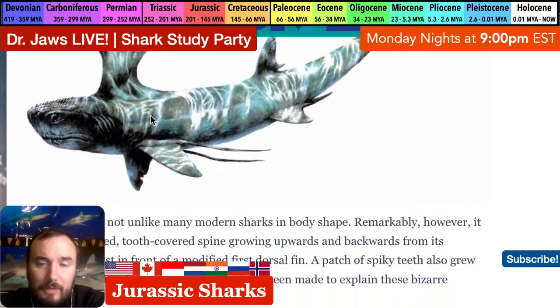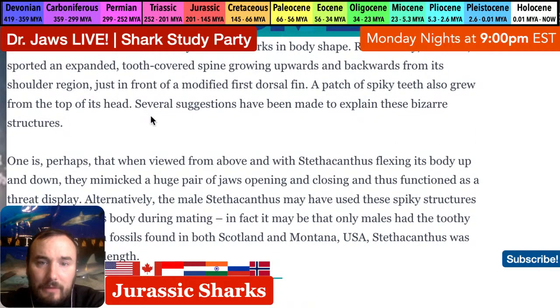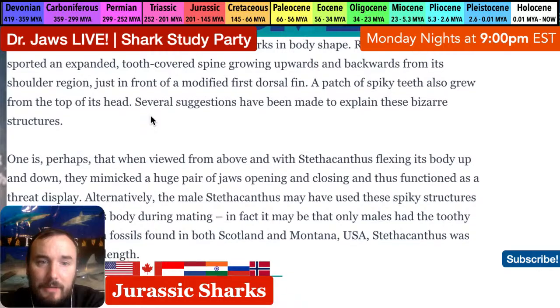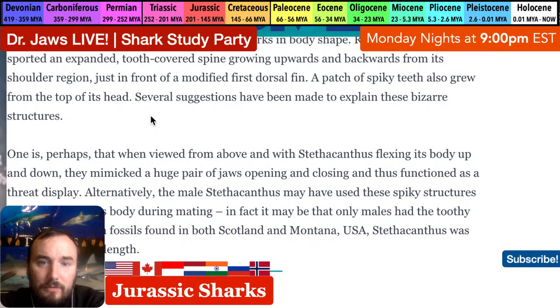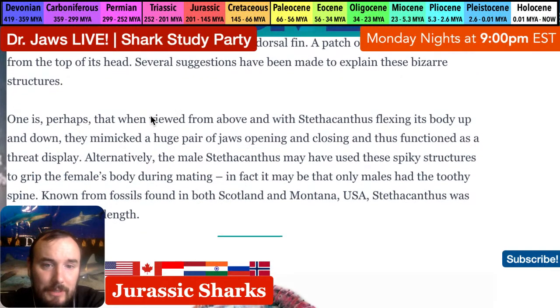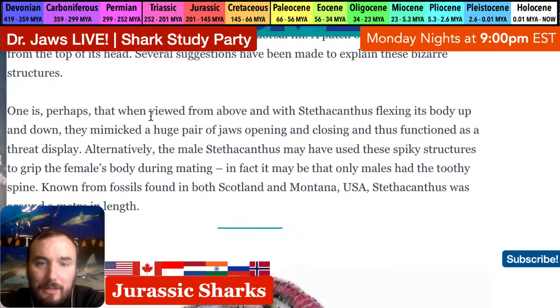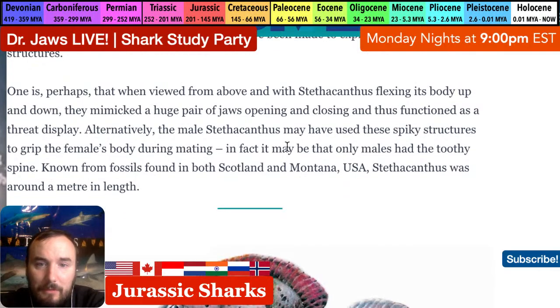Several suggestions have been made to explain these bizarre structures. One is perhaps that when viewed from above, and with Stethocanthus flexing its body up and down, they mimicked a huge pair of jaws opening and closing, and thus functioned as a threat display. Alternatively, the male Stethocanthus may have used these spiky structures to grip the female's body during mating. In fact, it may be that only males had the toothy spine.